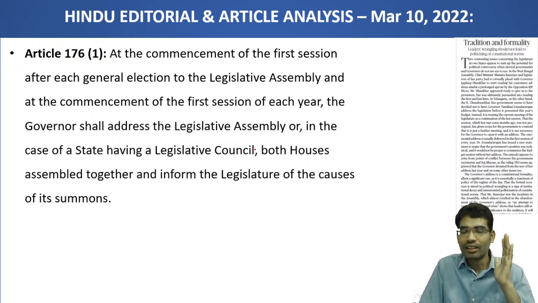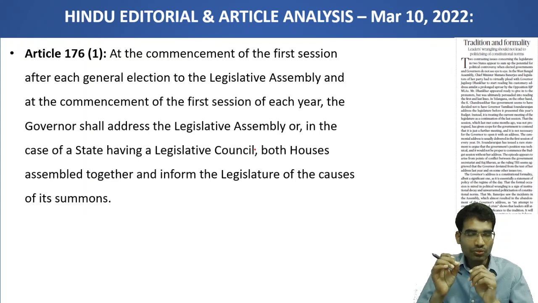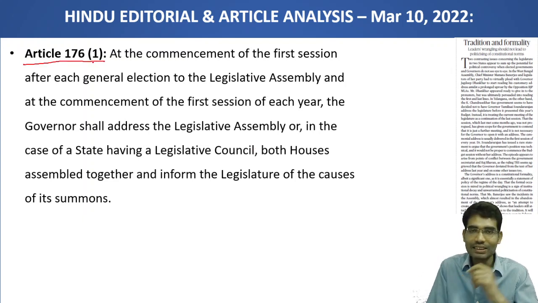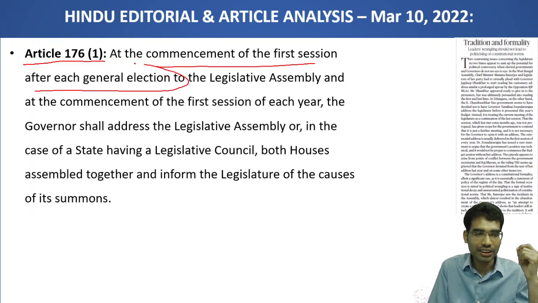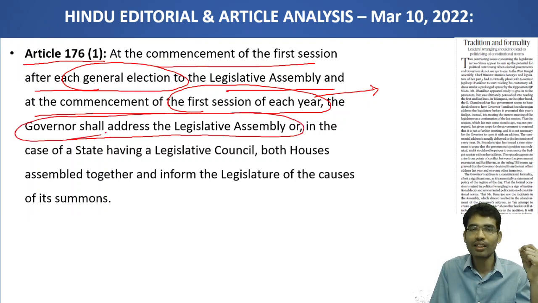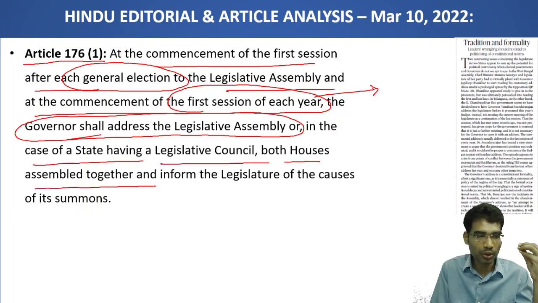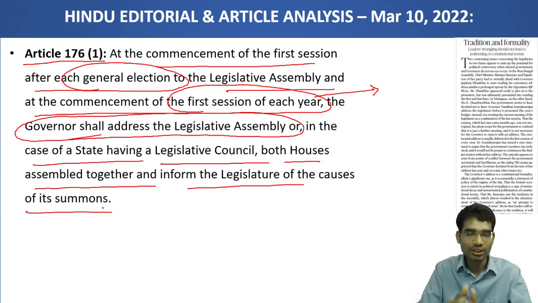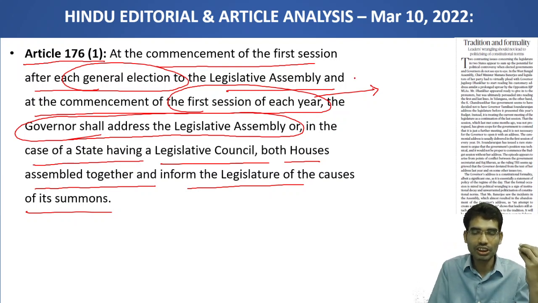So this is the crux of this particular article, and there is one provision in our Constitution itself, Article 176. According to Article 176(1), at the commencement of the first session after each general election to the Legislative Assembly and at the commencement of the first session of each year, in this case the budget session, the Governor shall address the Legislative Assembly, or in the case of a state having a Legislative Council, both Houses assembled together, and inform the legislature of the causes of its summons. So this is the constitutional provision where the first session of each year, meaning the budget session, is addressed by the Governor.